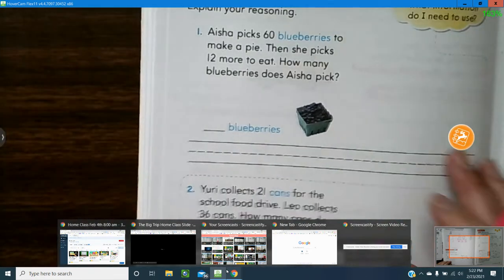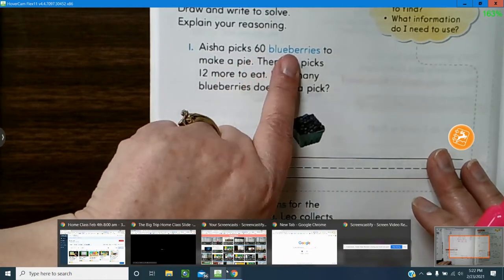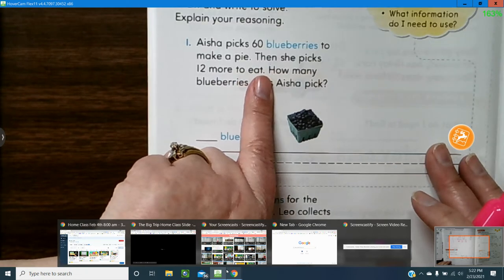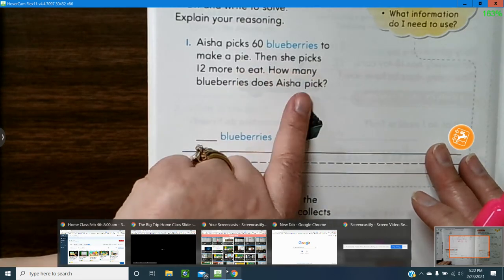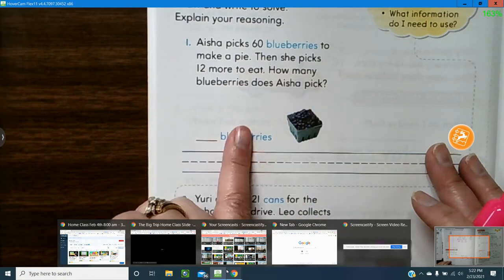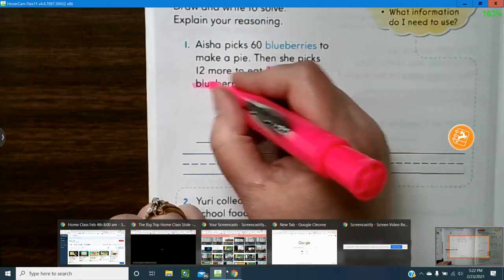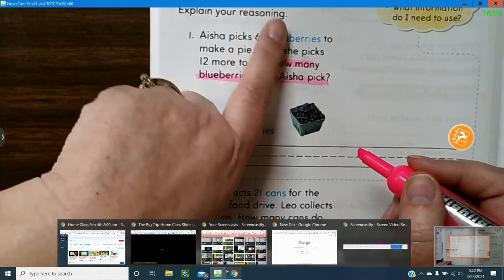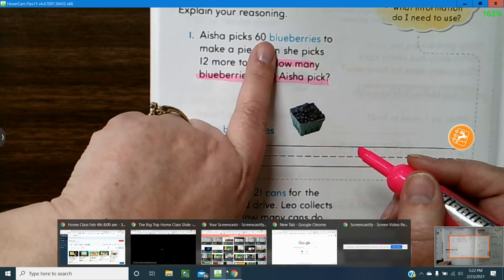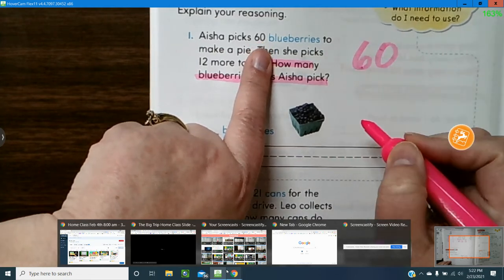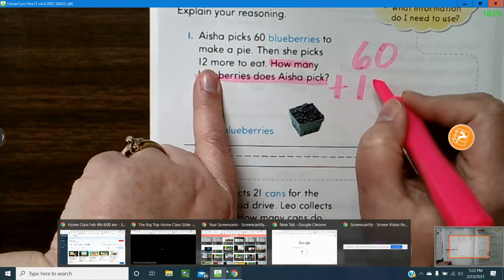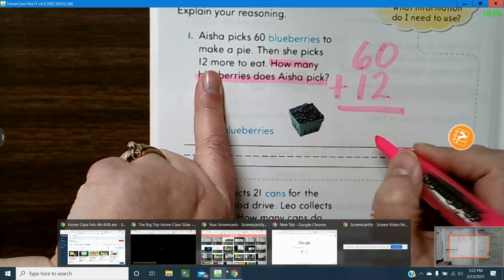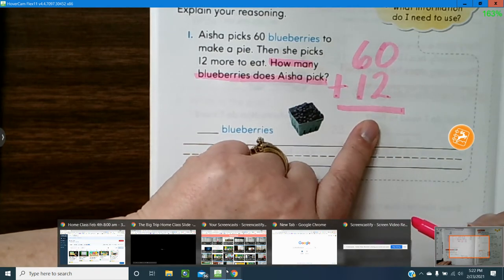Let's take another look. Aisha picks 60 blueberries to make a pie. Then she picks 12 more to eat. How many blueberries does Aisha pick? Okay, so what are we trying to find? How many blueberries does she pick? Well, to find that information, we have to find what our numbers are that she puts together. First, she picked 60, plus she picked 12 more. And it wants to know how many is that all together.